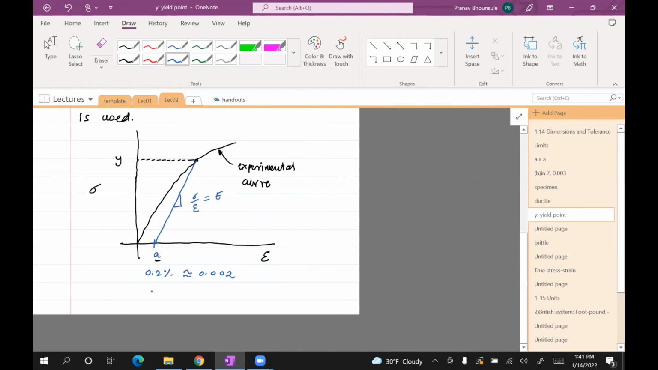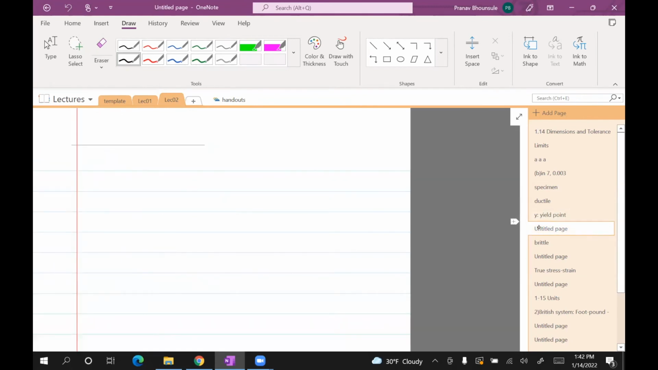So you start with A, assume some value, 0.2%, and this is, as I said, empirical. Other values people use is 0.01%. They also sometimes use 0.1%, and sometimes use 0.5%. Okay, so these just depend on what you want to use. Some people have different ways of using them. So once you have A, then you draw a line with slope E. So this is step 1. This is step 2. And then wherever this line intersects the experimental curve is the point where you get the yield strength.